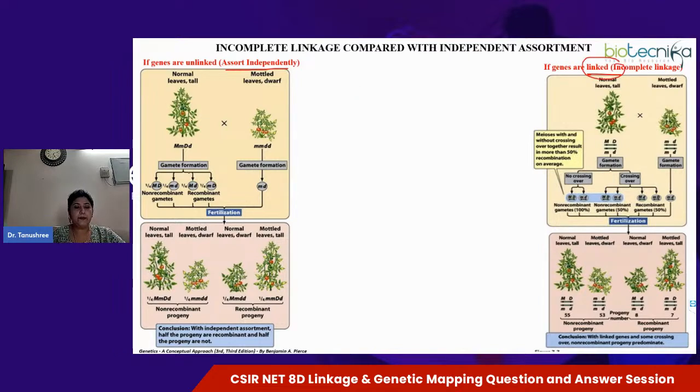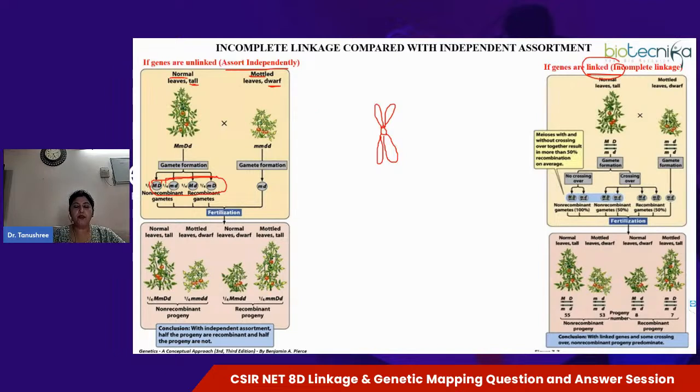So here you can see that in case of independent assortment, as I told you, depending upon which strands are participating in crossing over, we'll get two non-recombinant gametes and two recombinant. For example, here we are considering two traits. One is the type of leaf and another is the height of the stem. So the leaf can be normal or mottled. Mottled is a recessive trait, and stem height can be tall, or it can be dwarf. Dwarf is a recessive trait.